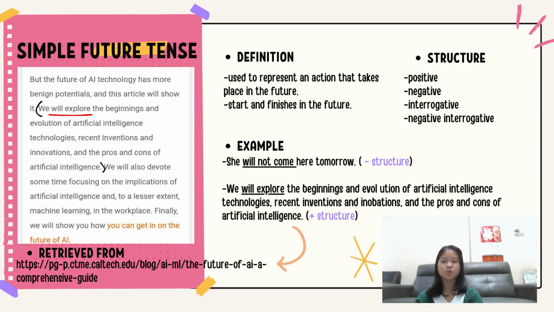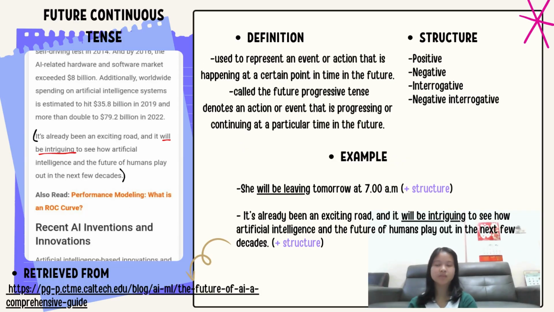So now we'll move on to the next future tense. The next future tense is future continuous tense. Future continuous tense definition is it is used to represent an event or action that is happening at a certain point in time in the future. Future continuous tense, also called the future progressive tense, denotes an action or event that is progressing or continuing at a particular time in the future.